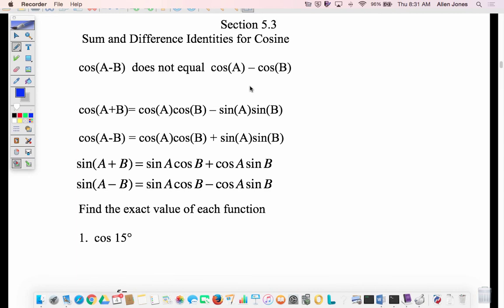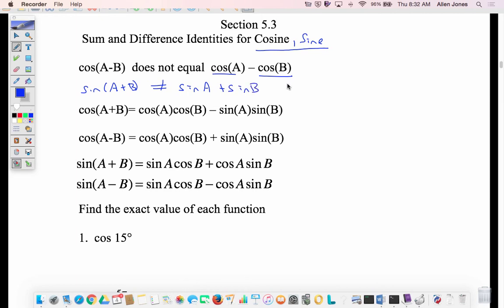With our sum and difference formulas for sine and cosine today, we've combined these two together, sine and cosine. Here's kind of the bottom line. The cosine of a minus b is not the cosine of a minus the cosine of b, just as the sine of a plus b is not the same thing as the sine of a plus the sine of b.